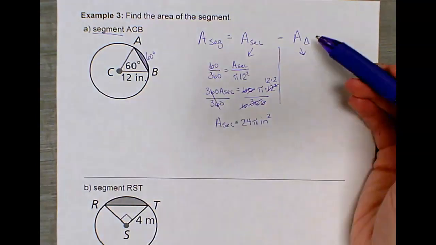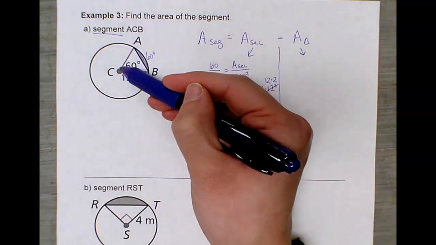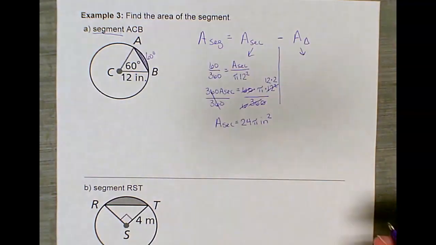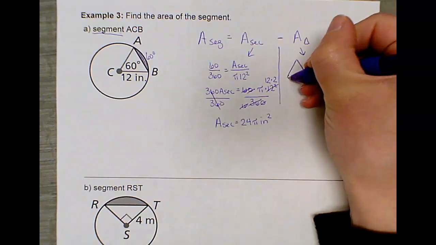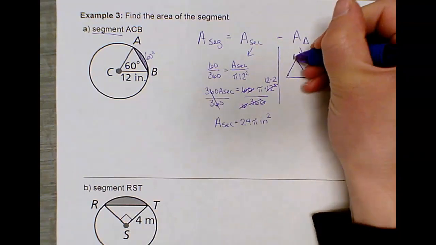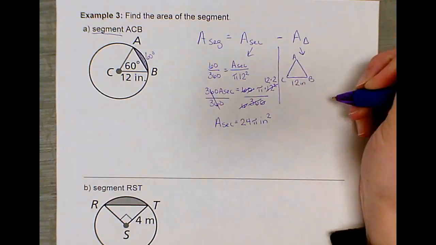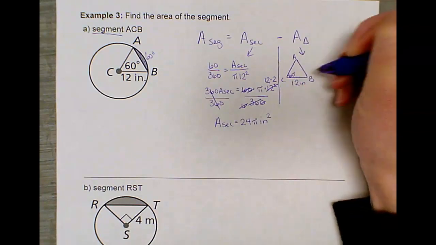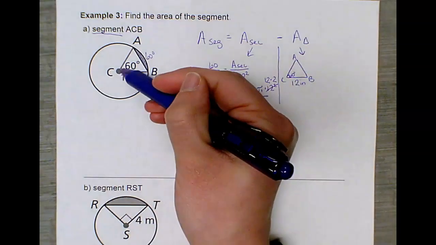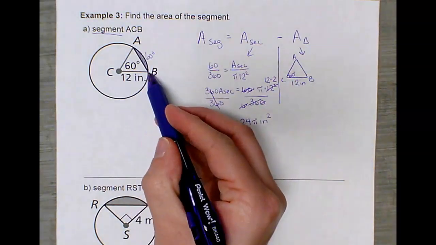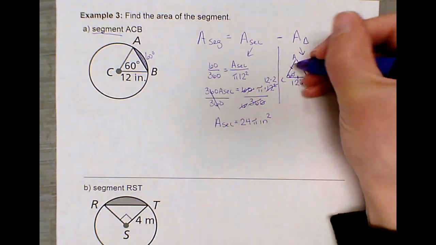Now we need to calculate the area of the triangle that we're subtracting out. So this triangle right here, triangle ACB. So I'm going to go ahead and draw triangle ACB. And I know that this is 12 inches, and I know that this is a 60-degree angle, and I also know that this is a radius and this is a radius. So if this is 12 inches, this must also be 12 inches. I have congruent sides here.